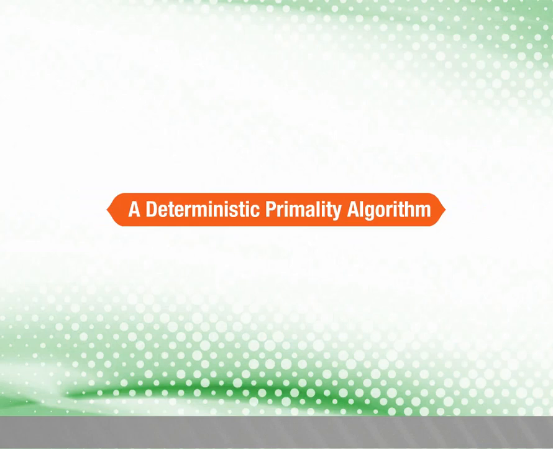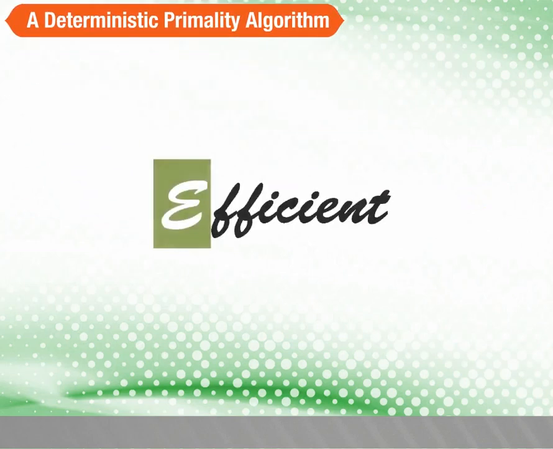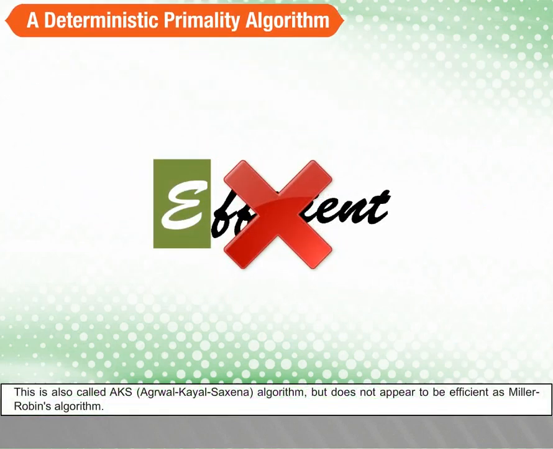A deterministic primality algorithm. This is also called the AKS Agrawal-Kayal-Saxena algorithm, but it does not appear to be as efficient as the Miller-Rabin algorithm.